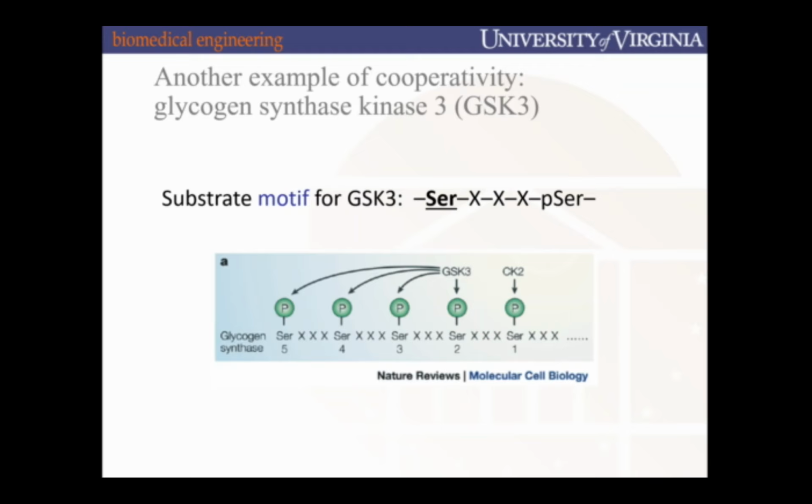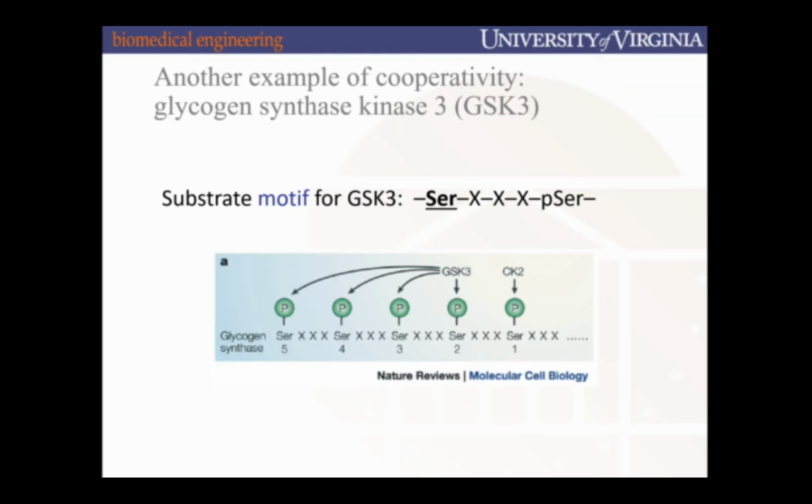You can see here the substrate motif for GSK3 is serine XXX and then phosphoserine. Those X's can be any amino acid, but GSK3 needs to have the serine and the phosphoserine at these positions in order to bind. The N-terminal serine residue that's bold and underlined is the one that'll be phosphorylated, but this won't happen until the other serine residue is phosphorylated first, so it can be recognized and bound by GSK3.